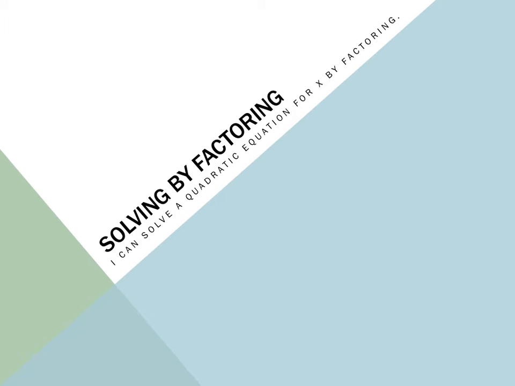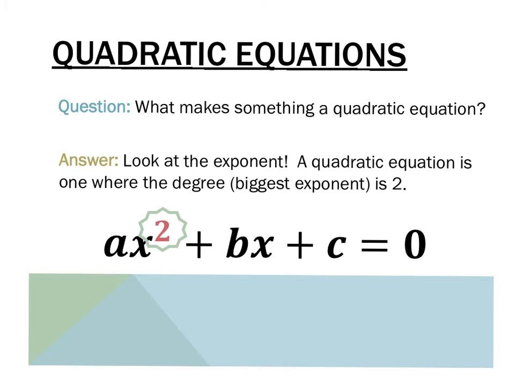For today's lesson, we're going to look at solving quadratic equations, specifically by using factoring techniques. So, the question is, what makes something a quadratic equation? Well, the answer is to look for that exponent. A quadratic equation is any equation with the degree of 2. The shape of this, we call it a parabola, which we've already seen before, but the highest power is 2.